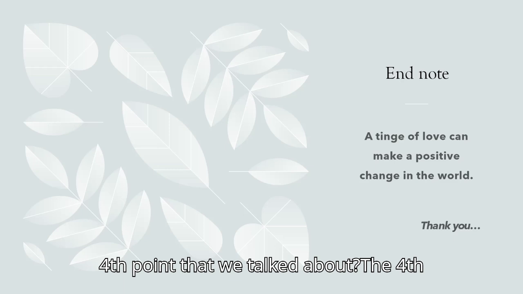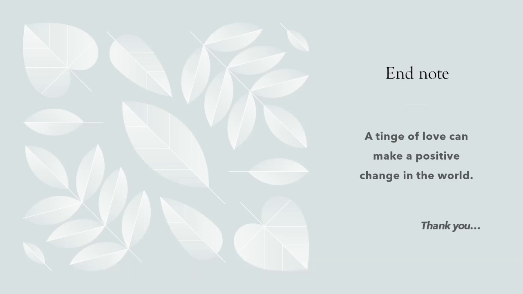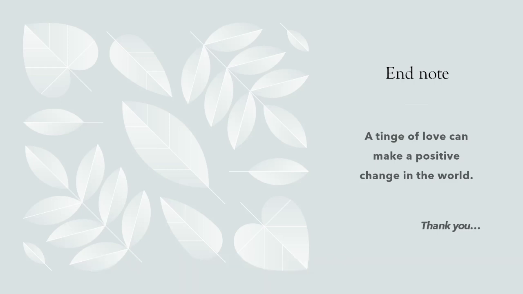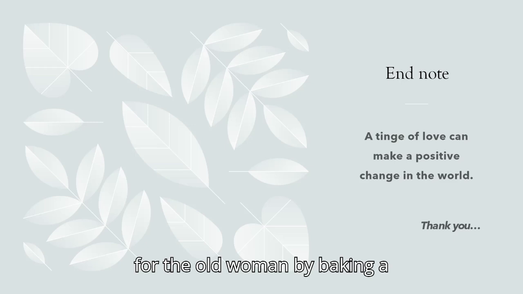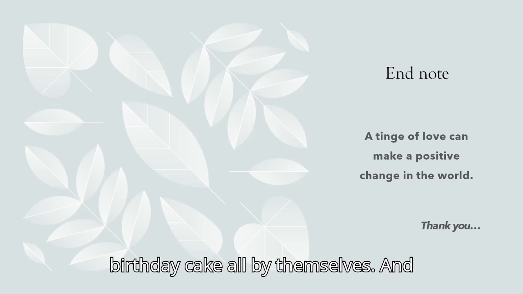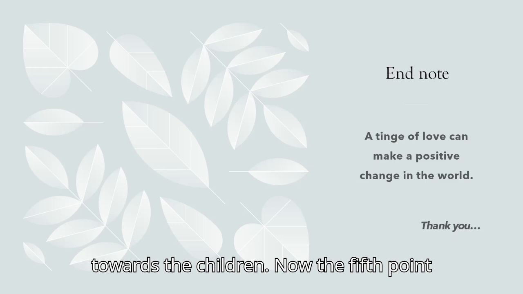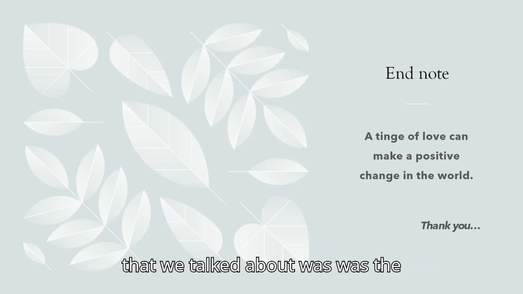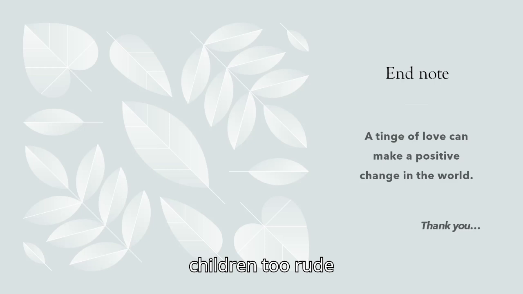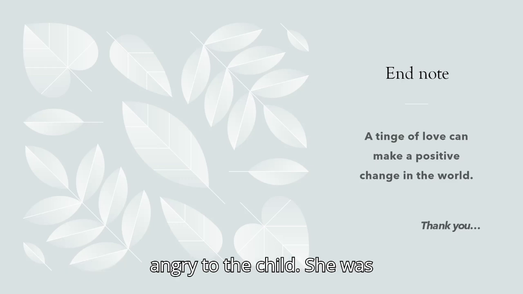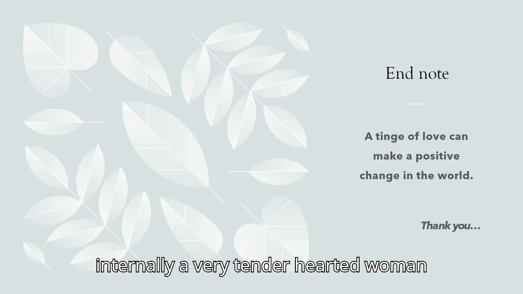What was the fourth point that we talked about? The fourth point that we talked about was, how did the children change the attitude of the lady? The children basically showcased their love and care for the old woman by baking a birthday cake all by themselves. And this small token of love and care slowly changed the attitude of the old woman towards the children. Now the fifth point that we talked about was, was the old woman too rude or too angry as she appeared? The answer is no. Though the old woman seemed very rude and angry to the children, she was internally a very tender-hearted woman.